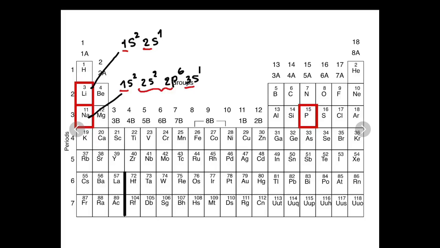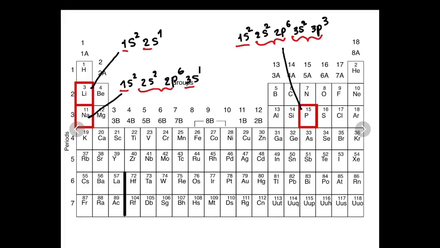If I do the same thing for phosphorus, what you are going to get is 1s2, 2s2, 2p6, 3s2, 3p3, right? So in this case, there are also three energy shells as well. So 1, 2, and then the third one right here.